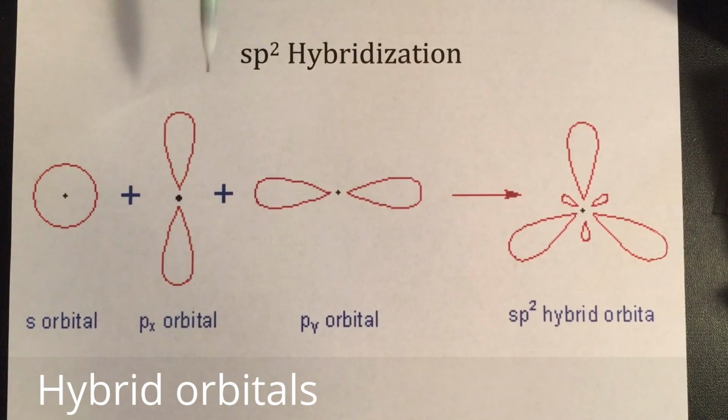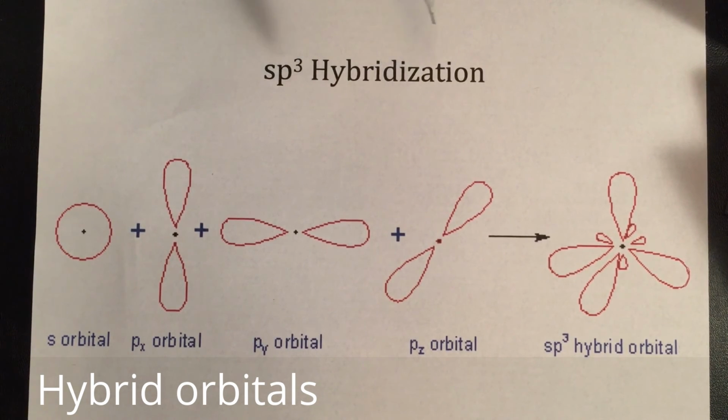sp2 hybridization can explain the trigonal planar structure of molecules. In it, the 2s orbital and 2 of the 2p orbitals hybridize to form 3 sp2 orbitals, each consisting of 67% p and 33% s character.